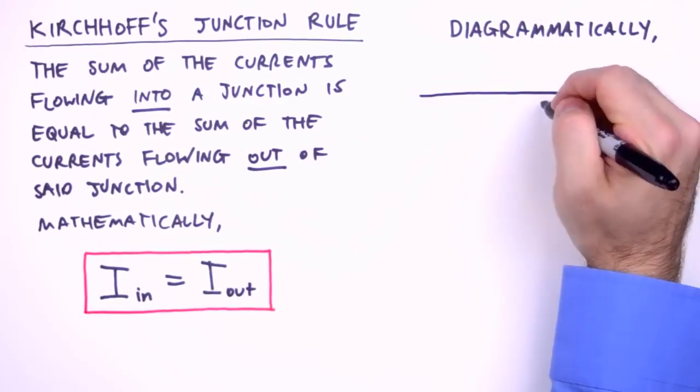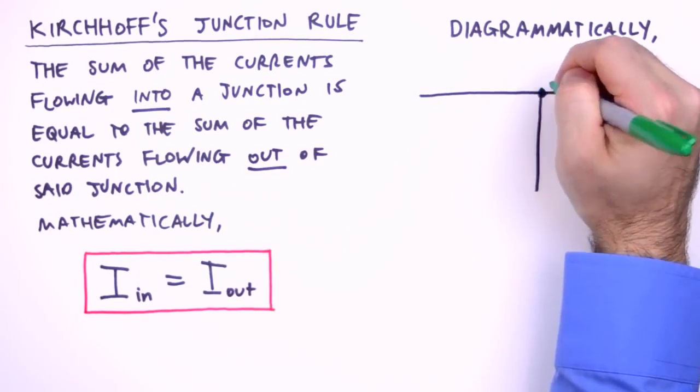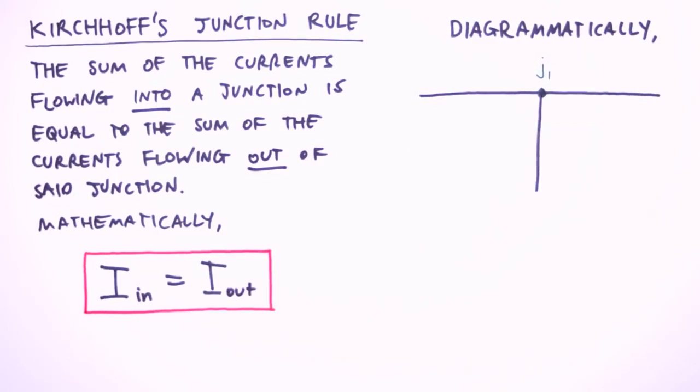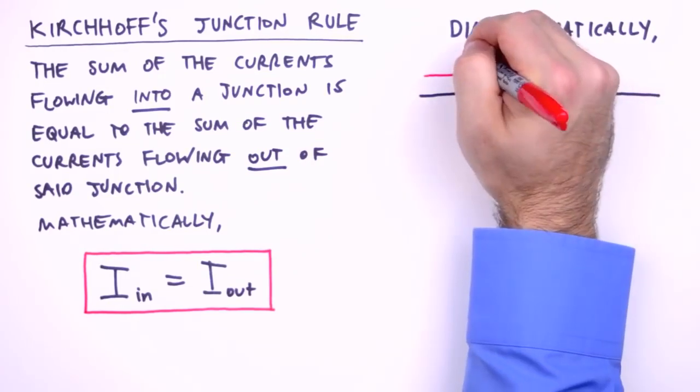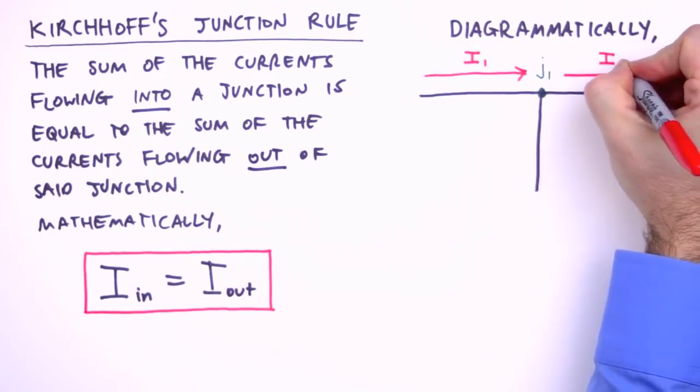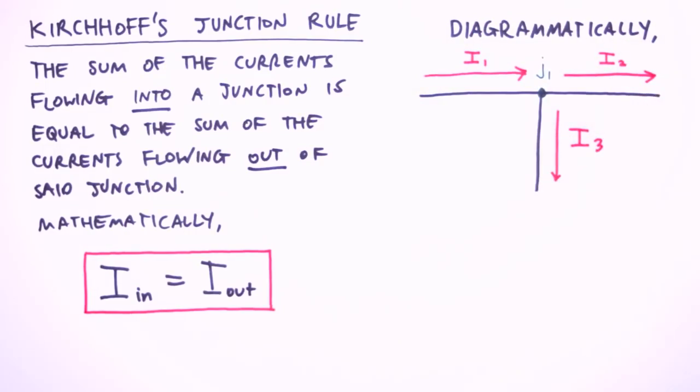We'll take a simple three-way junction and label it J1. We'll draw current flowing into J1 from the left, call it I1, and current flowing out the right leg and down the vertical leg, I2 and I3 respectively. How exactly did we decide the directions and labels for these currents? We'll address this very good question momentarily.